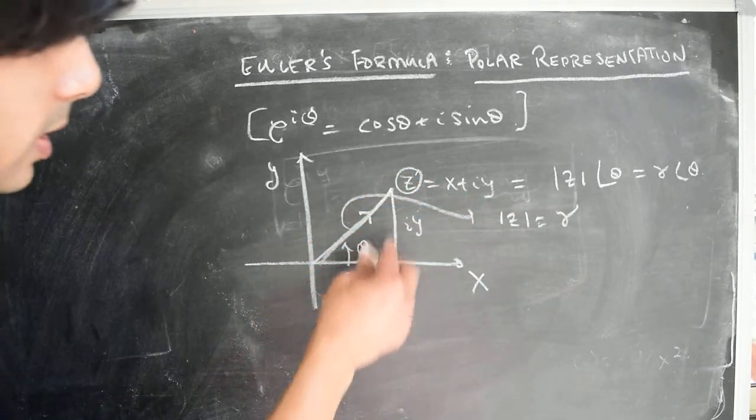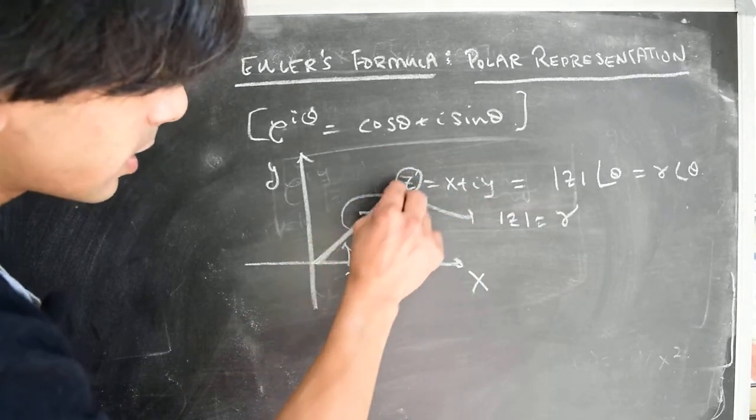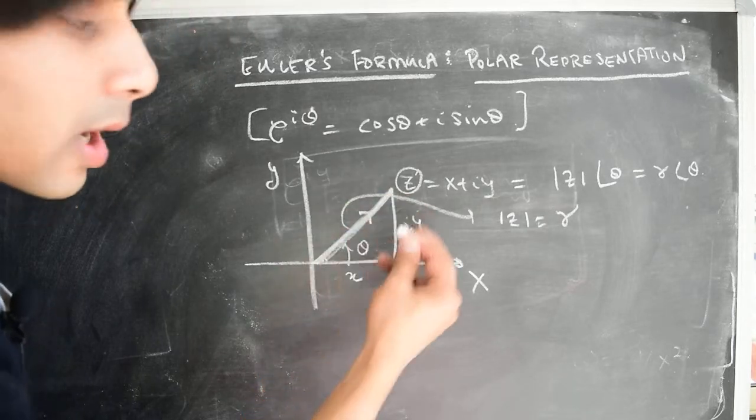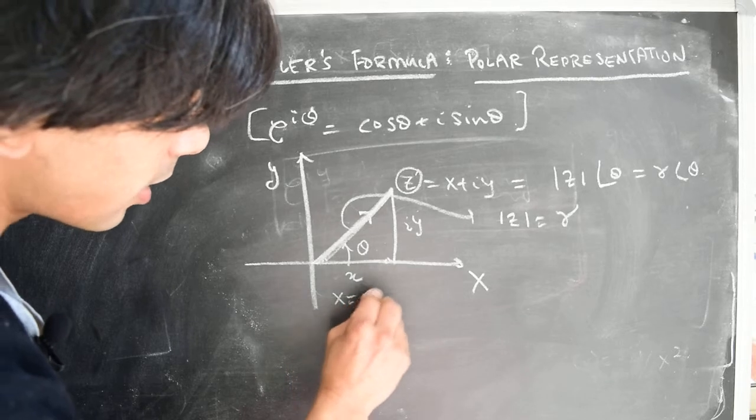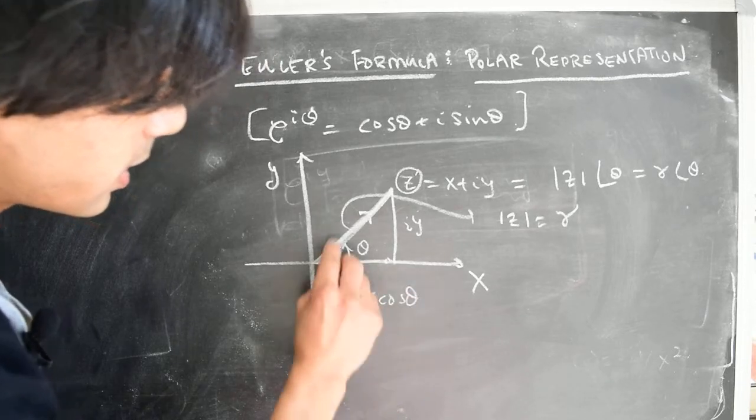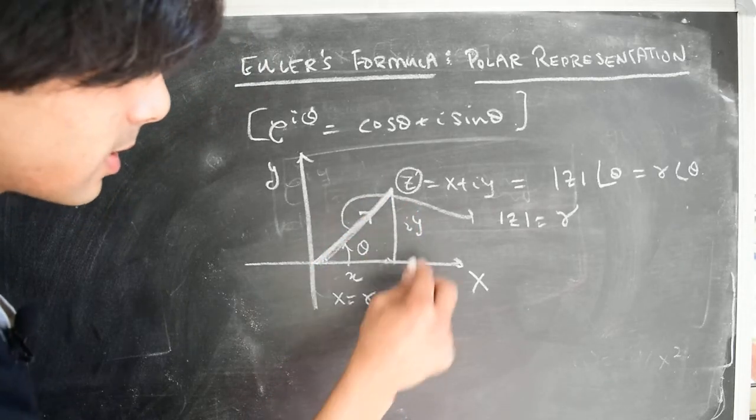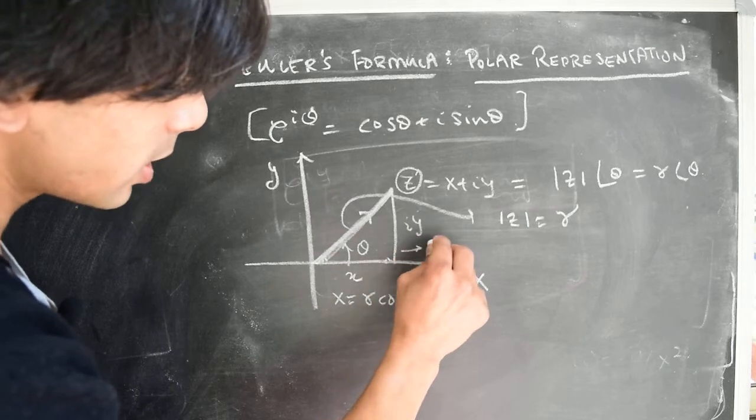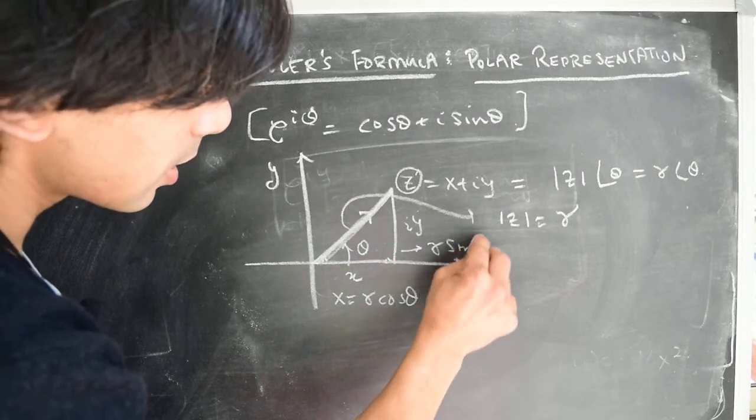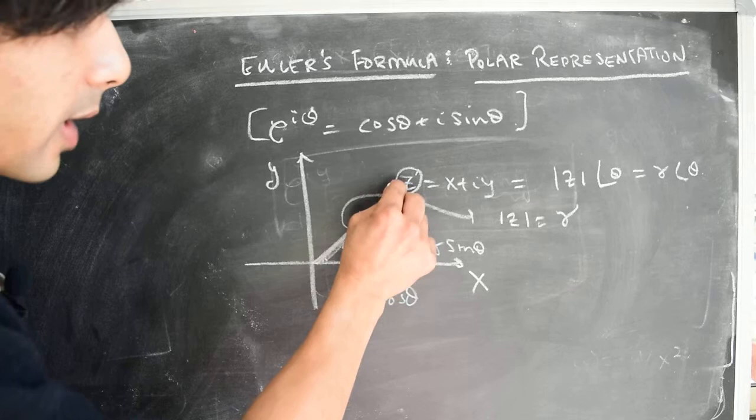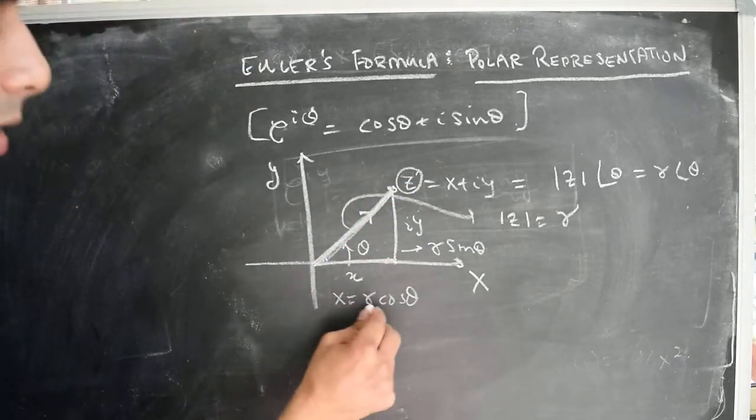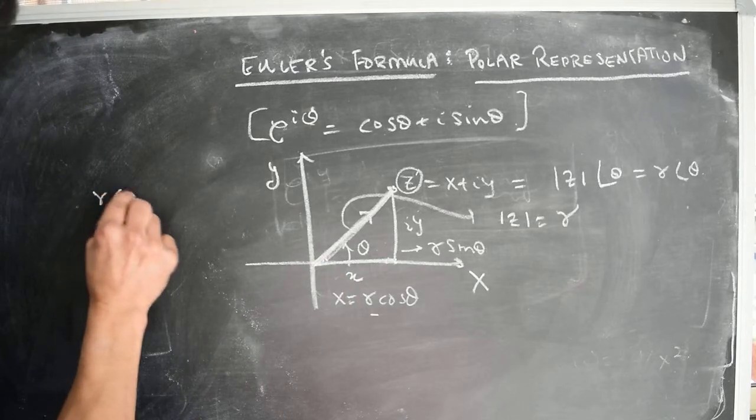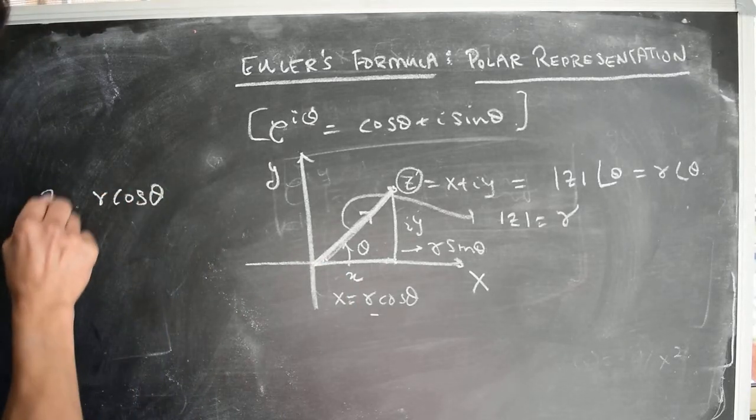And the way that works is, if this is a vector of magnitude r, then its component along the x-axis is r cosine theta, if theta is the angle that this vector makes with the x-axis, and its component along the y direction is r sine theta. So to arrive at the point z, we can move r cosine theta along the x-axis, right?